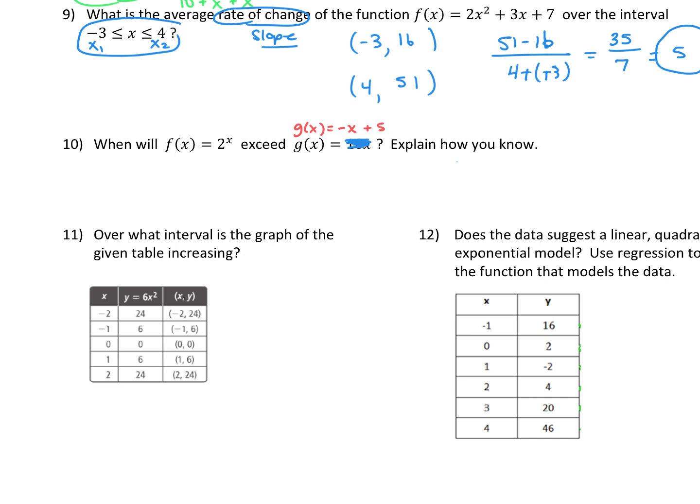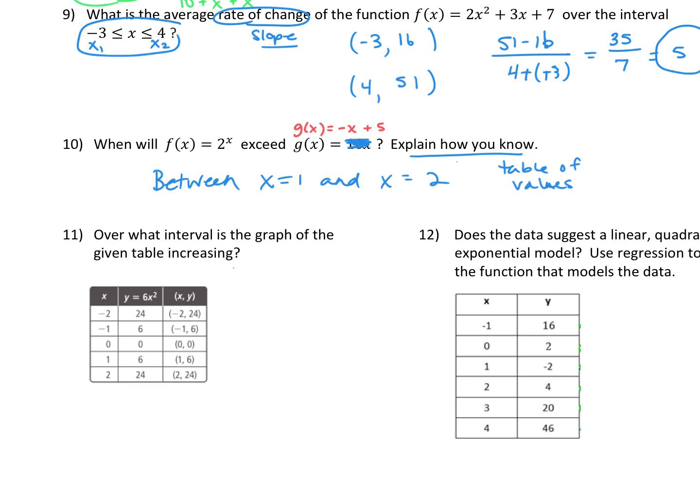So one way I could answer that question, when will f of x exceed g of x, is between x equals 1 and x equals 2. I know it happens somewhere between those two values. That's about as exact as we're going to get with a table of values here. Explain how you know. We looked at the table of values. And I just showed all those tables of values too.